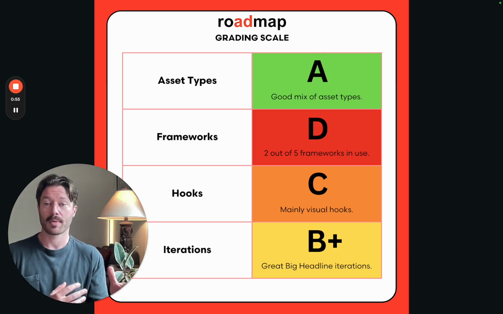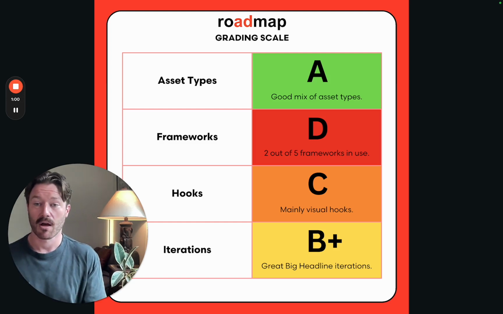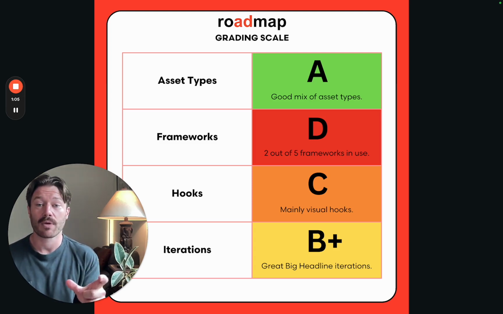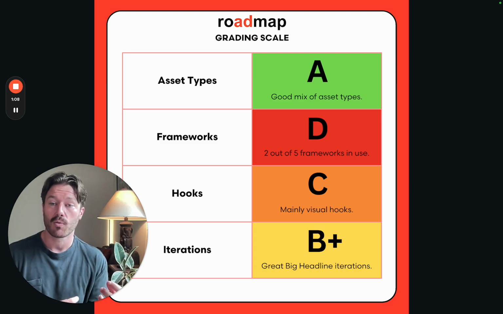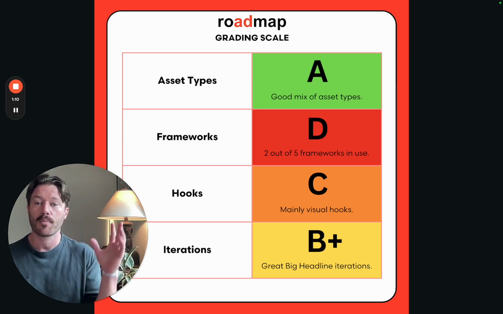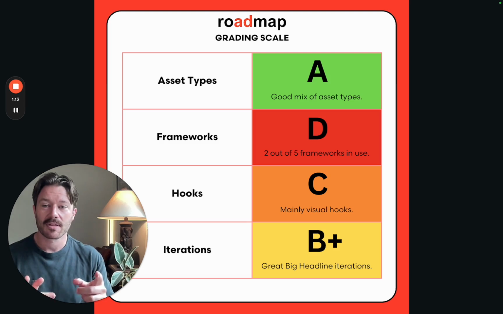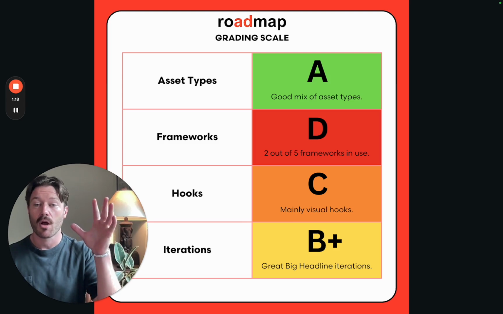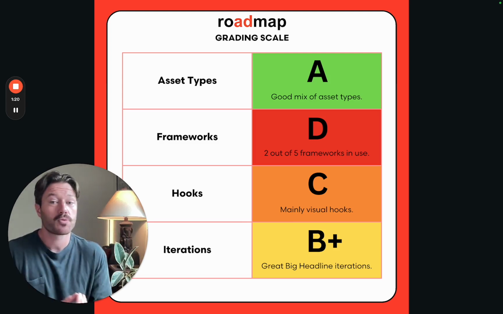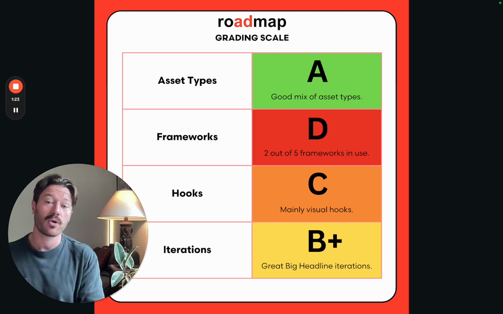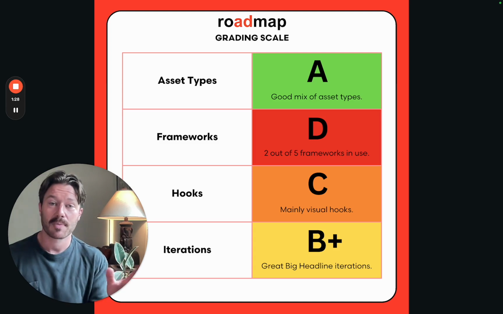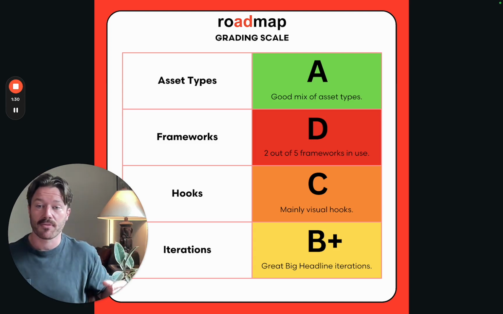Hooks, room for improvement as well, mainly using strong graphic design for visual hooks. We're going to touch on why authenticity and verbal hooks are important in today's episode as well. And then iterations. They are iterating well within what's working, which is clearly a big headline framework. We're going to touch on that. If you are wondering why I keep saying we're going to touch on that, it's because today's episode is all focused on why these four variables are the ones we look at to grade an account. So if you're a creative strategist, or running strategy at a brand, or at an agency, I'm going to explain exactly why these four variables can really simplify your life.